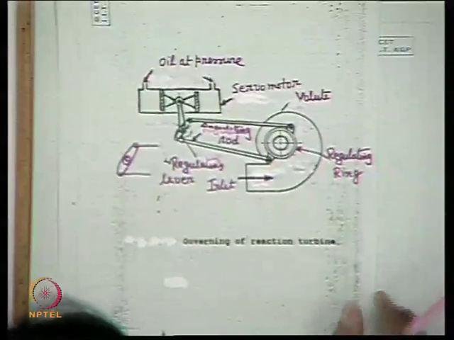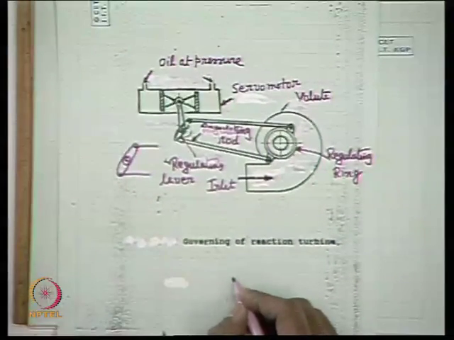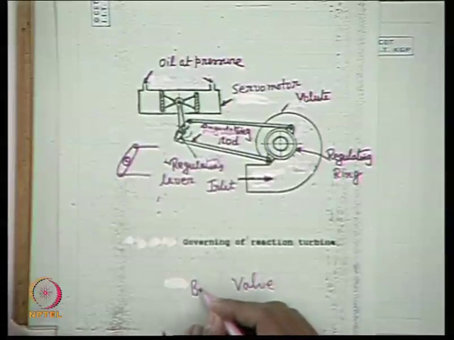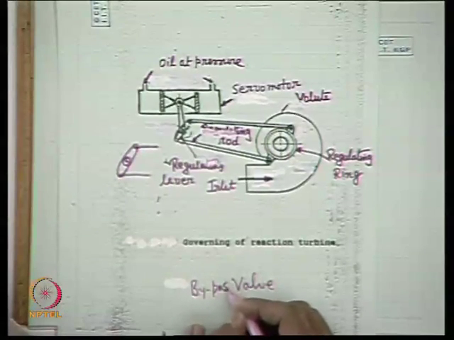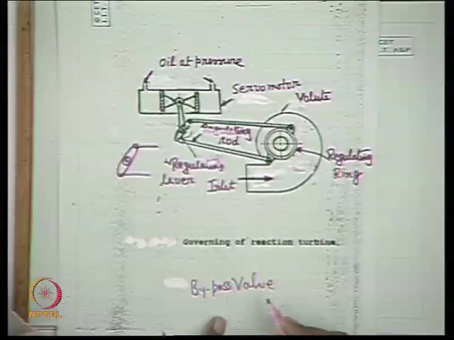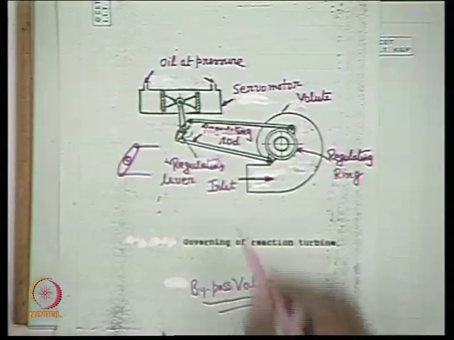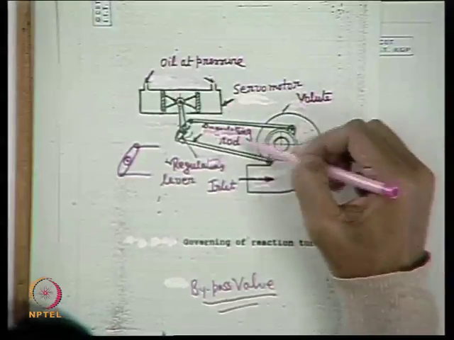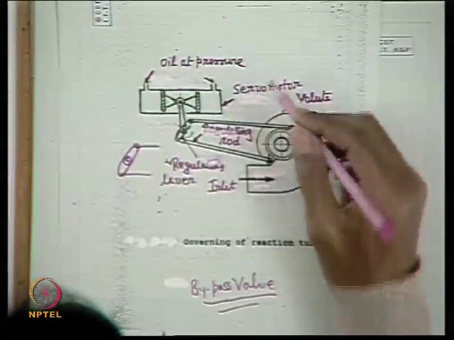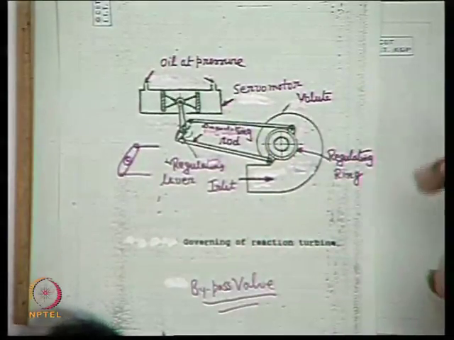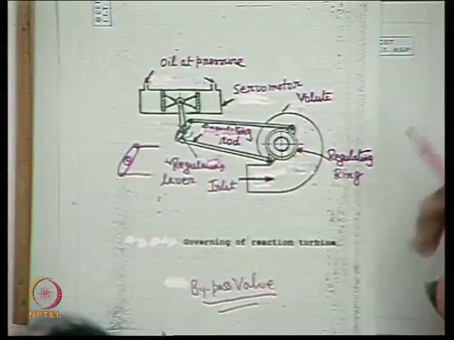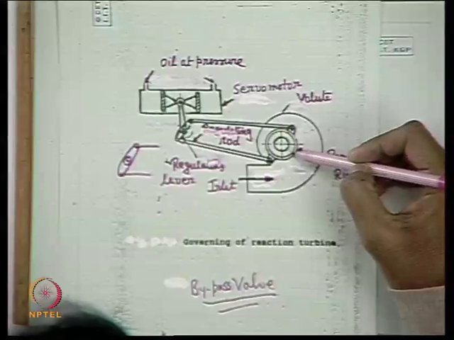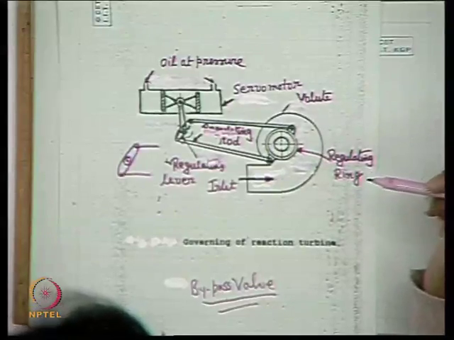Apart from that, there is another valve, a bypass valve or relief valve, that is used in this circuit along with this mechanism to discharge or bypass some amount of water to a different line. That means it is not allowed to go to the turbine. This is known as double regulation.